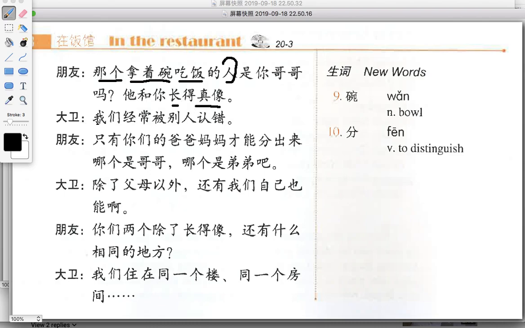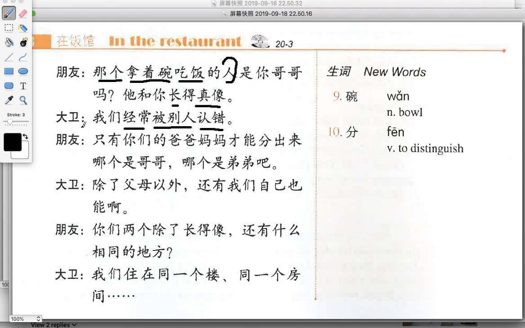大卫说，我们经常被别人认错。哎，被 again，被 by 别人, others, 认错。认 is to recognize, 错 is wrong, mistaken, so wrongly recognized by other people often, right?